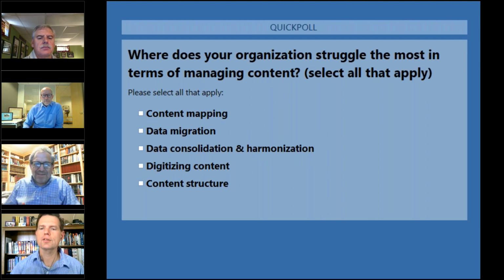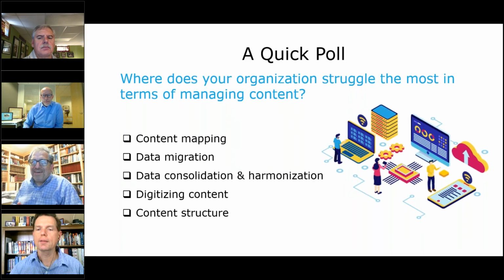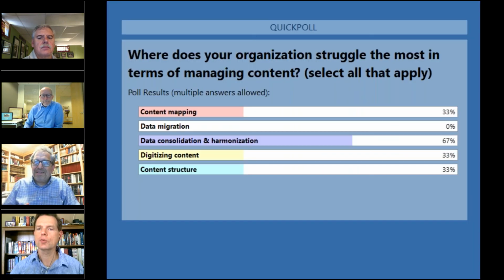This is fascinating. All right. We had about half vote, and let me share the results here of the poll. Big number on data consolidation and harmonization, and then equal numbers between these other 3 groups. Panelists, you want to comment really quickly on the poll?